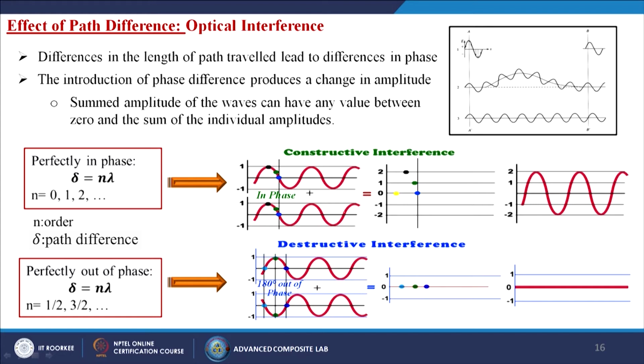So, in this particular case you can see that we are getting certain values in different phases, but when you are talking about destructive interference, you can see the value is always 0 over there. So, it is perfectly out of phase. That is why it is known as destructive interference, where n is half or maybe 3/2 and so on.